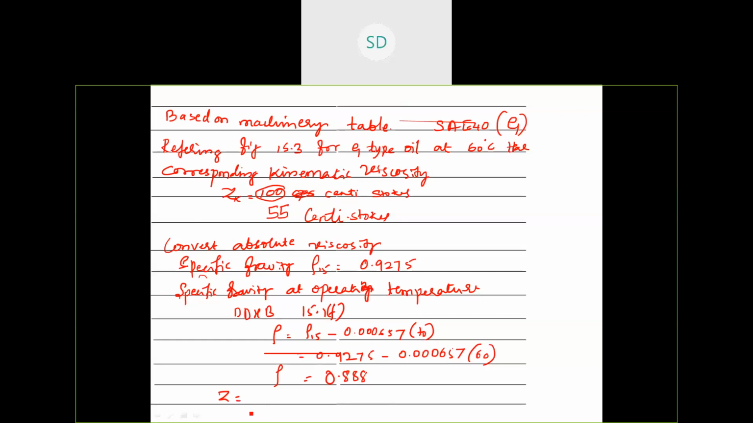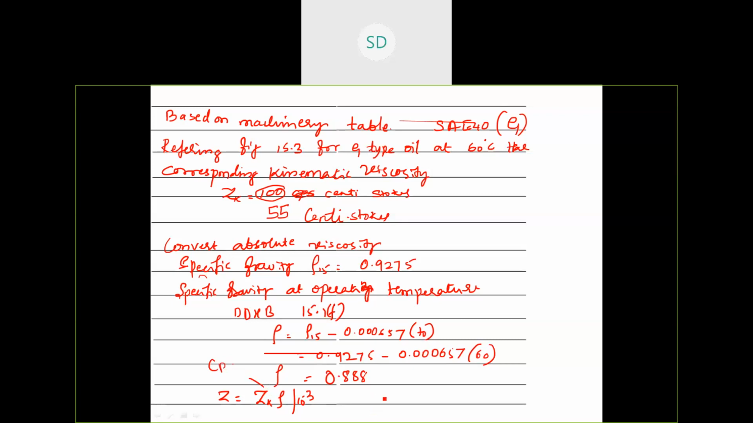now Z equal to Zk into rho divided by 10 to the power of minus 3. So now this Zk is in terms of centipoise.